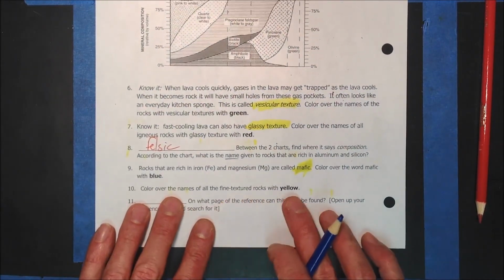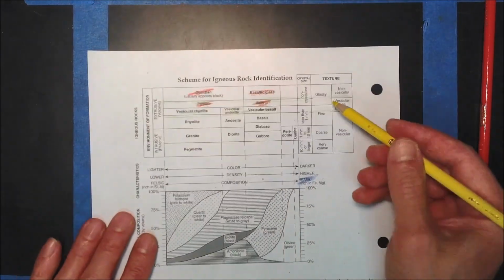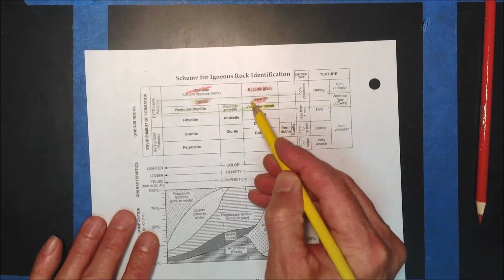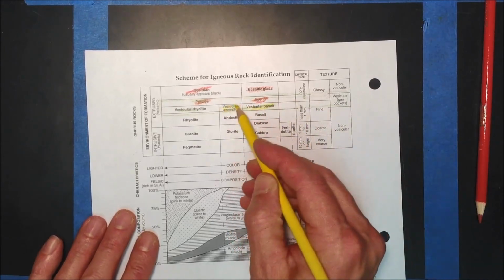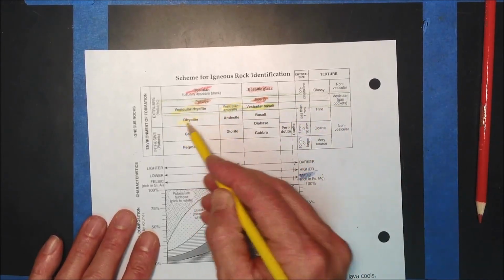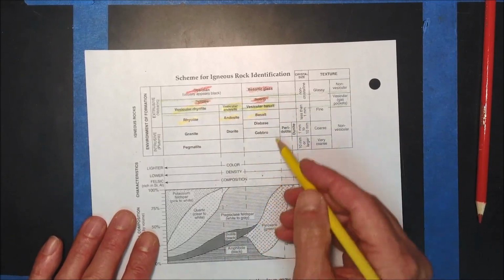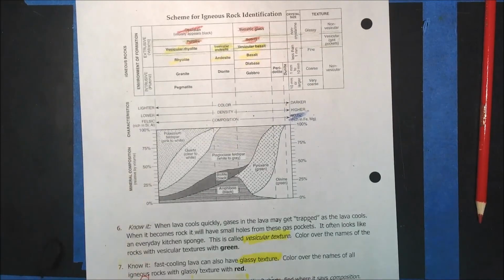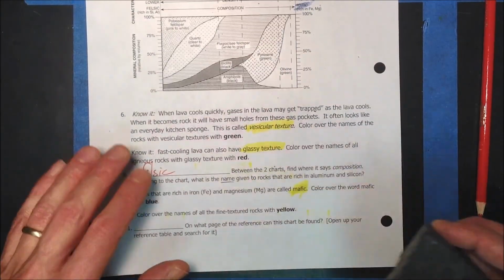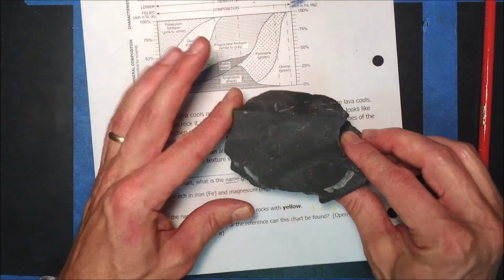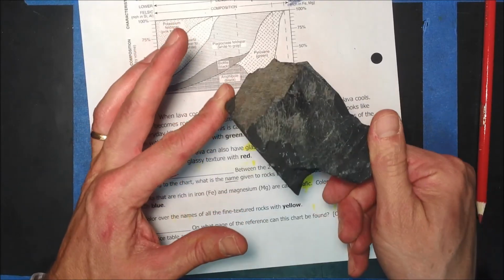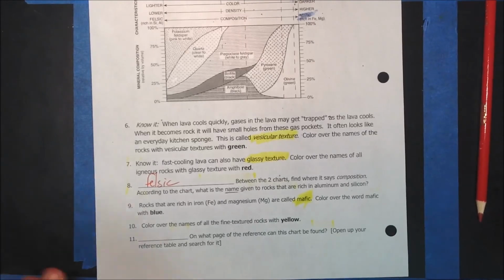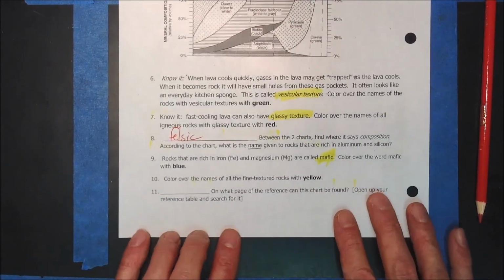Color over the names of all fine textured rocks with yellow. So here we go. Fine textured are these right here. And again, I'm coloring over that because these right here are also yellow: rhyolite, andesite, basalt, maybe diabase is kind of in between. You could do diabase or not because it's kind of in between. And again, fine grain would be this. Can't see the mineral crystals at all. Not really too much to look at. Not super exciting, but that's what fine is. It cooled fairly quickly. Again, days to weeks.